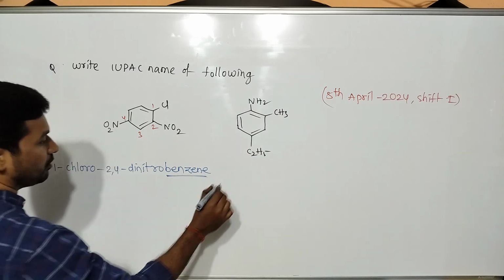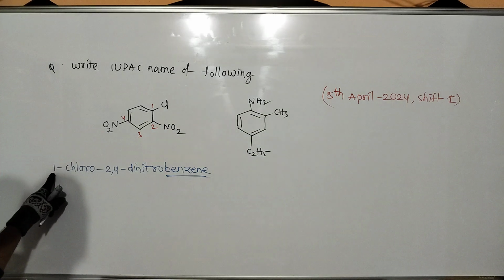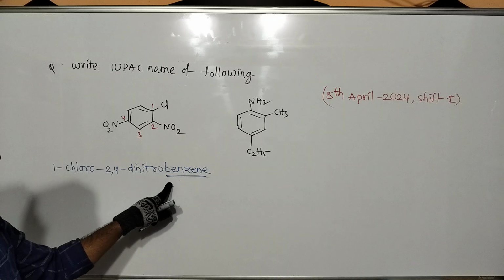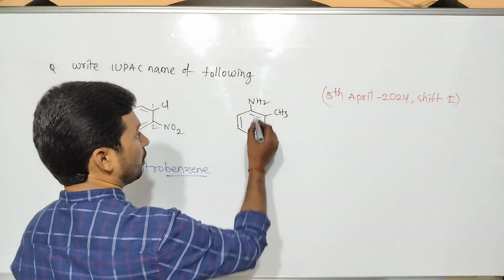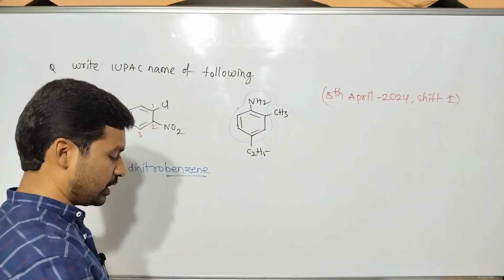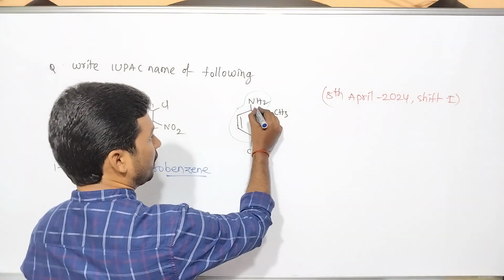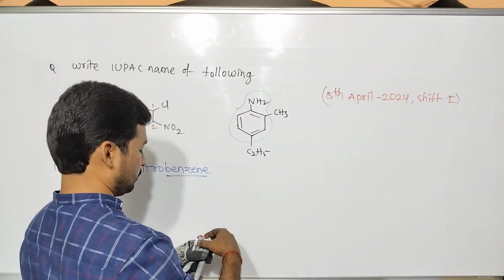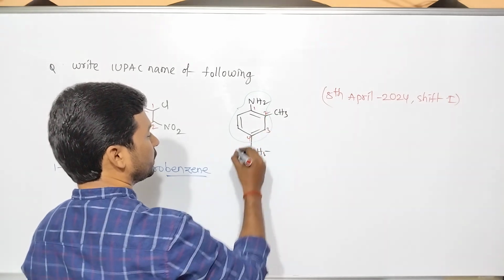Here, what is benzene? Benzene is the base name. Take benzene as the base name: 1-chloro-2,4-dinitrobenzene. For this next molecule, there is one base name, aniline. Aminobenzene is aniline. Take that as the base name, and this is number 1. In aniline, the base name is always number 1, then 1, 2, 3, 4 like this only.